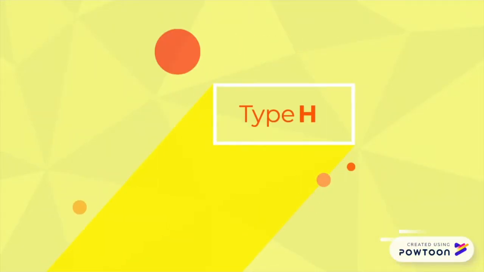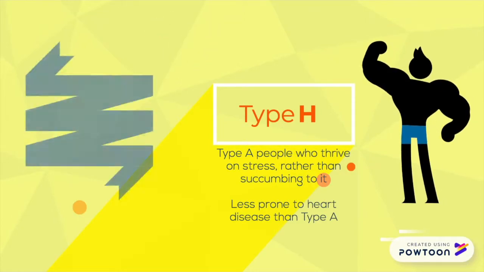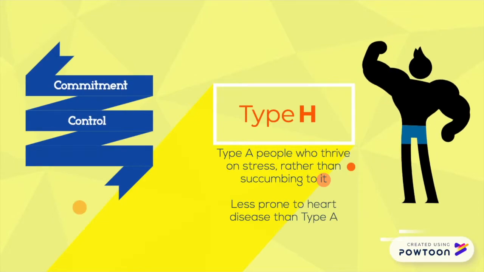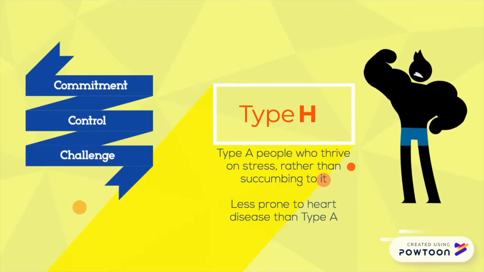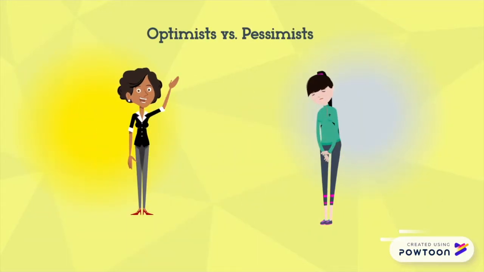Lastly, Type H, or the hardy personality. They are the Type A people who thrive on stress rather than succumbing to it. They are less prone to heart disease because they have commitment and control, and instead of seeing it as a problem and avoiding it, they challenge it. A person's attitude to the things that happen to them is also a factor in stress.